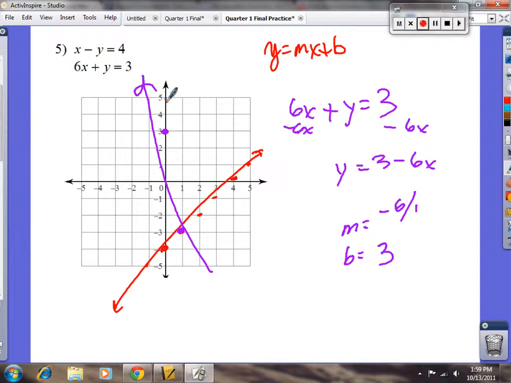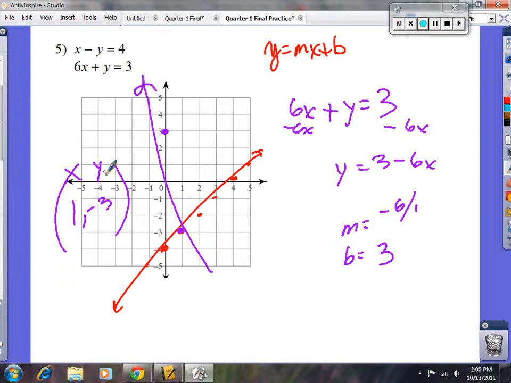So the line goes through. Not very straight, but this is what I need right here. Where do they cross? What's the intersection of those two lines? Your answer's got to be 1, negative 3. X is 1, y is negative 3. So our answers are just where they intersect? Your answer's where they cross, that point that they have in common, 1, negative 3.